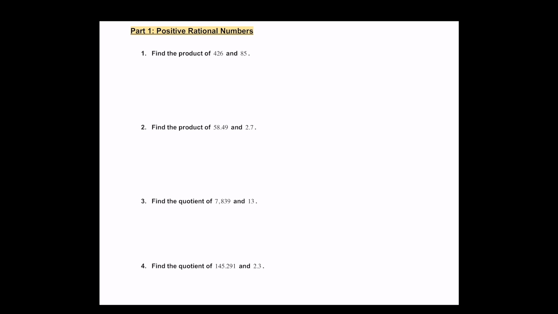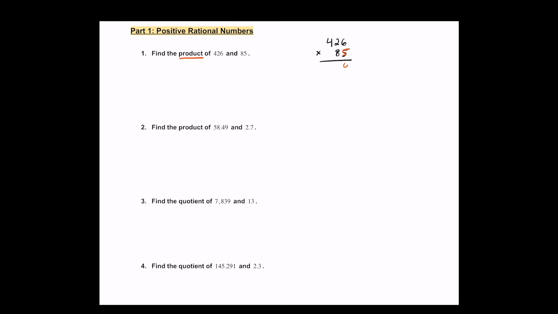All right, so in part 1, we're going to start with some positive rational numbers. The word product means multiplication, so we're just going to go ahead and multiply here. So I'll go ahead to the right and write 426. You write the number with more place values on top and the one with less place values on bottom typically. Okay, and then we're going to start with this 5.